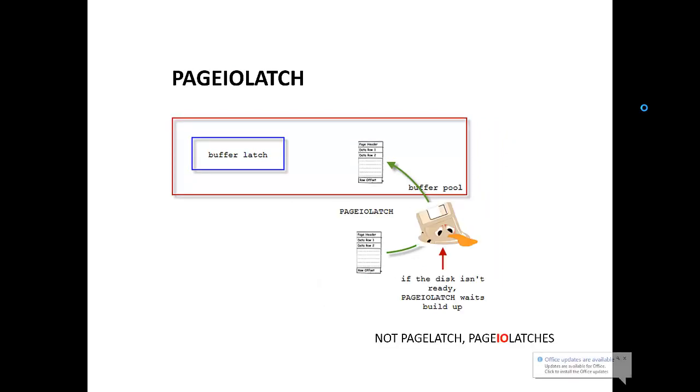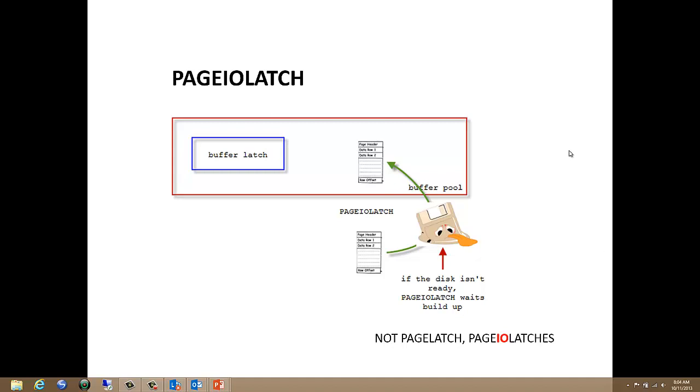So again, we've got our friend the page I/O latch. We've got our buffer pool here. So when the buffer latch takes a latch out and he wants to pull something from the disk, that page from the disk, and pull it back into the buffer pool to be read or written or whatever he wants done to it, if the disk isn't ready, page I/O latch waits build up. And this is one of the things we can see when the disk subsystem isn't up to par. We see lots and lots of page I/O latches. And the more page I/O latches you see, the higher they are as a percentage, the greater the probability that our problem is with the disk subsystem.